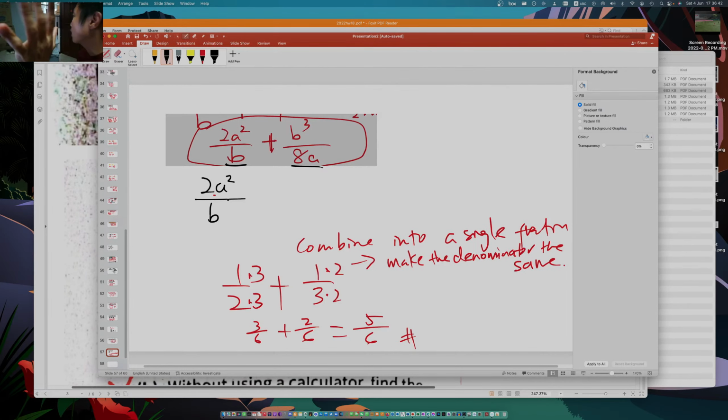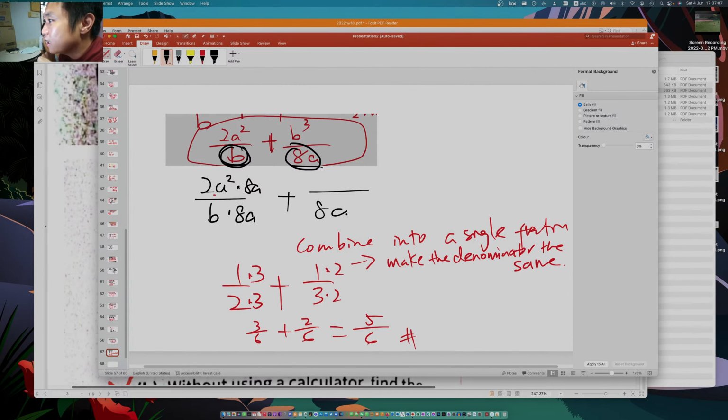Numerator, don't care. Look at the denominator you have here, B. So your B compared to the 8A, you're short of an 8A. You need the 8A to come over. Then this 8A compared to this B, yes. So that's why you times a B here, but you times an 8A here.